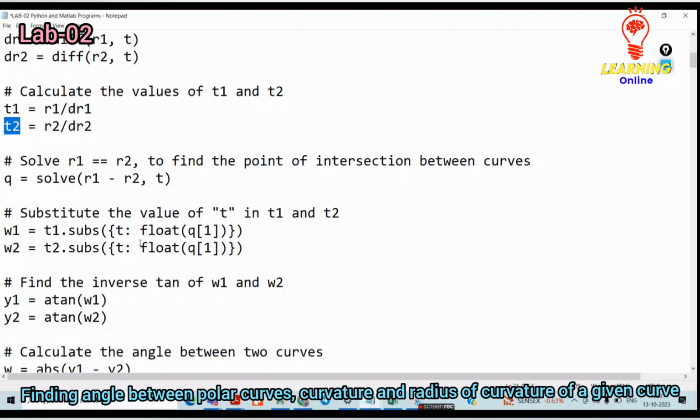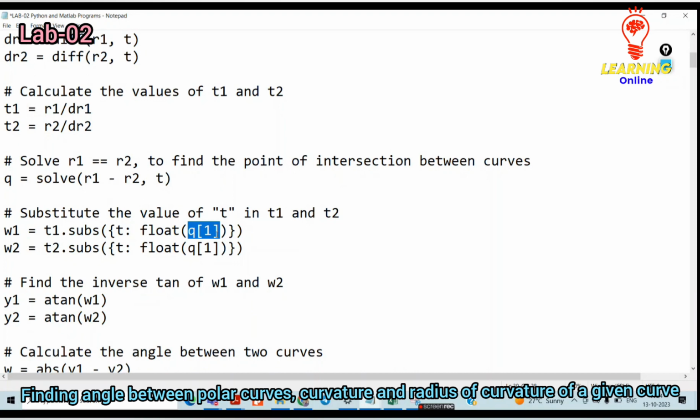I have discussed how you are going to define the substitute. Because t1 I did my evaluation, t2 I did my evaluation. That I have to substitute into this particular expression, what I defined, Q. So T1 dot substitute. T1 is this expression evaluation, R1 divided by dR1, dot substitute of the particular time T as the float of Q of 1.